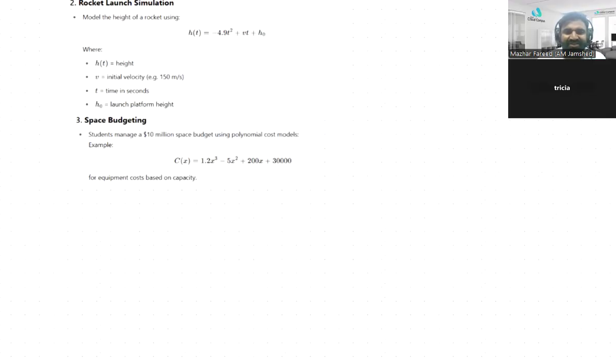Students have to manage a 10 million space budget using the polynomial cost model. So you can find this amount, 1.26. So this is the linear equation to understand space budgeting. When you utilize math, algebra, and calculating methods in space exploration, this is called space exploration using this type of method.